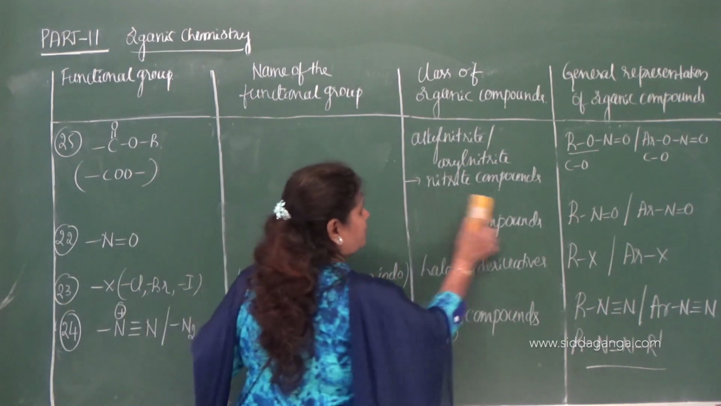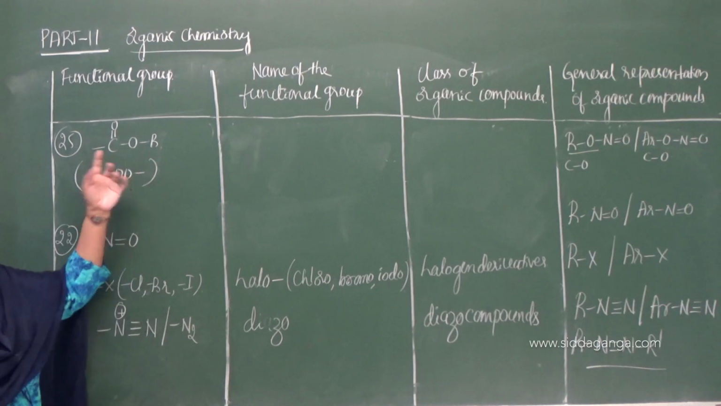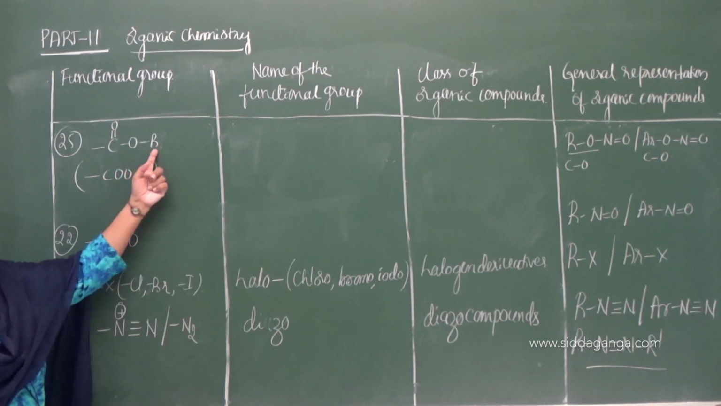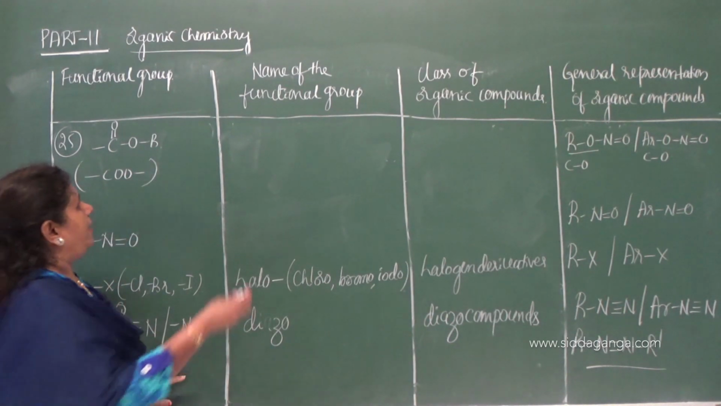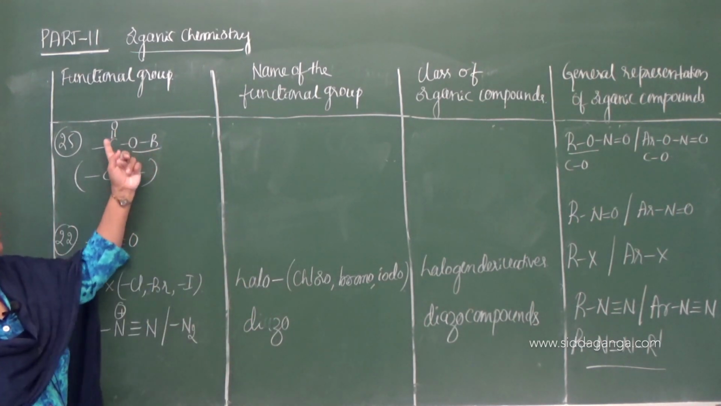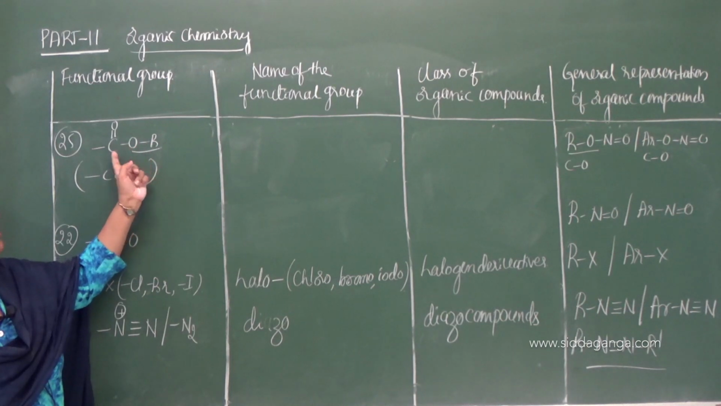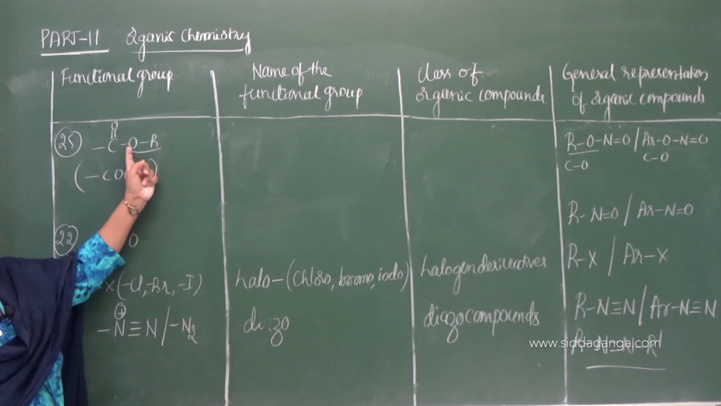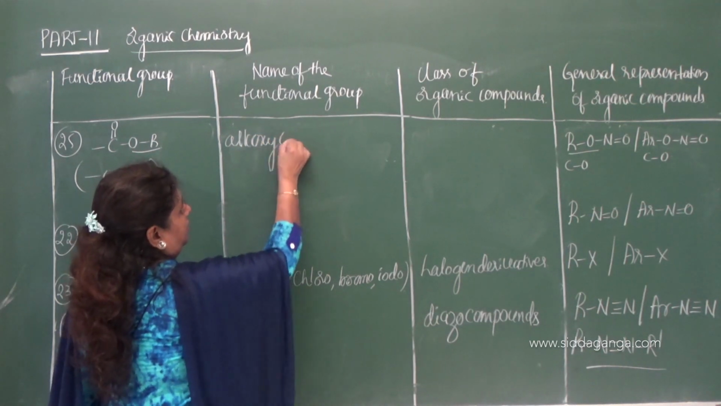Now, what is the class of this compound? This is also very important. It is also a derivative of acid. Instead of hydrogen in a carboxylic acid group, I have given an alkyl group here. So what is the name of this group? This is the carbonyl group. And what is this group? The alkyl group along with the oxygen, called alkoxy. So the name of the functional group is alkoxycarbonyl.